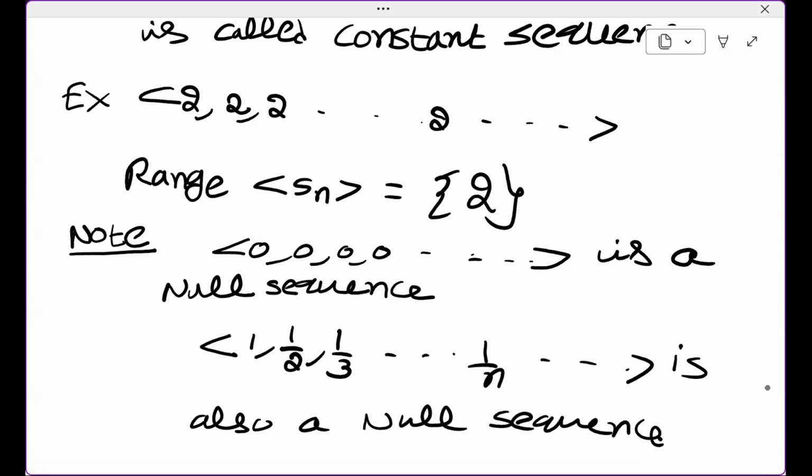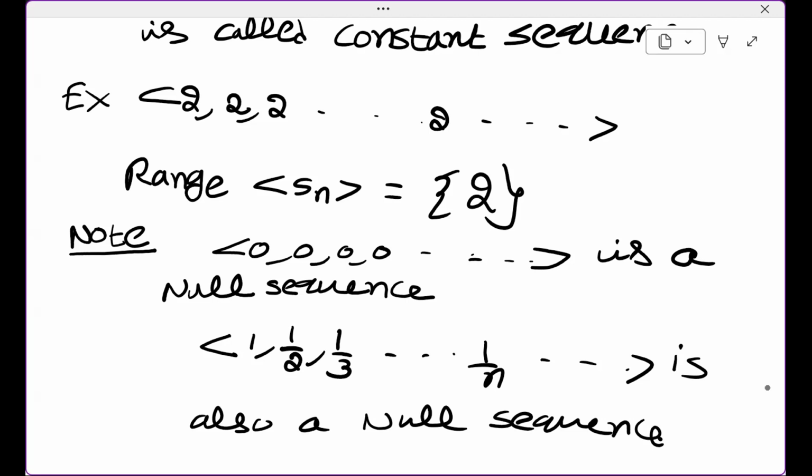If the limit of the sequence is 0, such a sequence is called a null sequence. What is the nth term? 1 by n. Limit of 1 by n is 0 as n tends to infinity, because the limit of the sequence is 0. This is called a null sequence.